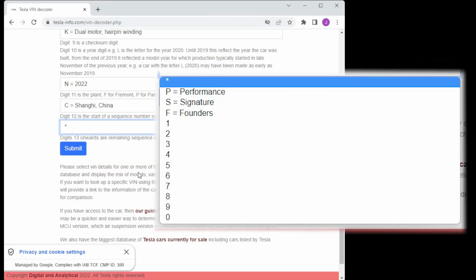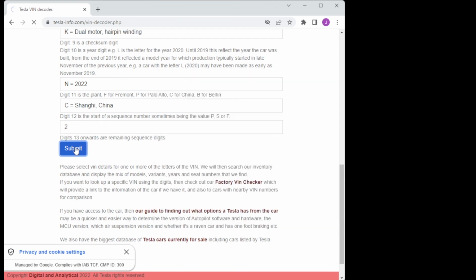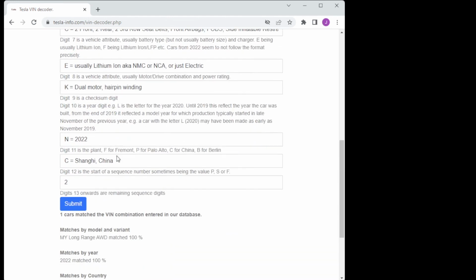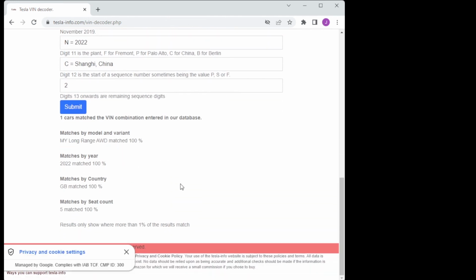And finally, we have a unique number for each car. Some cars have a specific letter for signature or performance model, although Tesla now just uses a 6-digit figure for all cars. Our VIN decoder is quite unique because if you put in one or more pieces of information, we'll actually do a search of our database and tell you how many cars match that information.